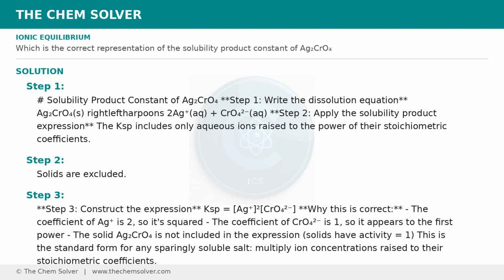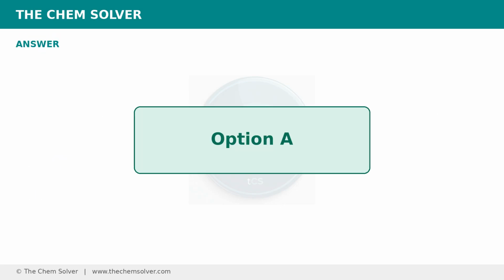This is the standard form for any sparingly soluble salt. Multiply ion concentrations raised to their stoichiometric coefficients. The answer is A.